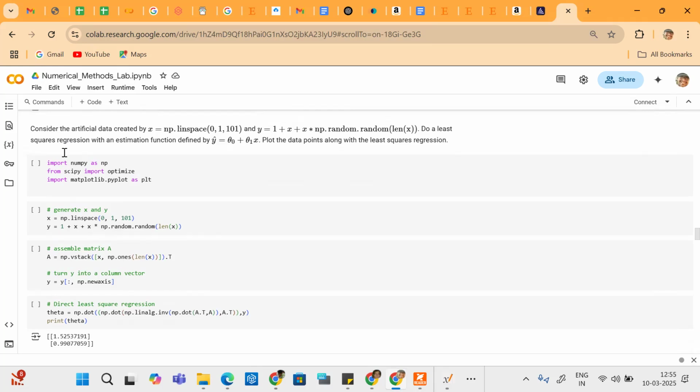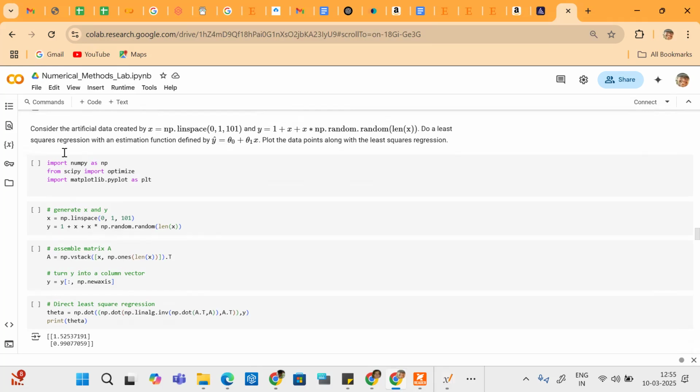Read this question carefully. What you have: I'm trying to do a least square regression here. For that, I am defining my X data set between 0 and 1. You can see the number of data points.